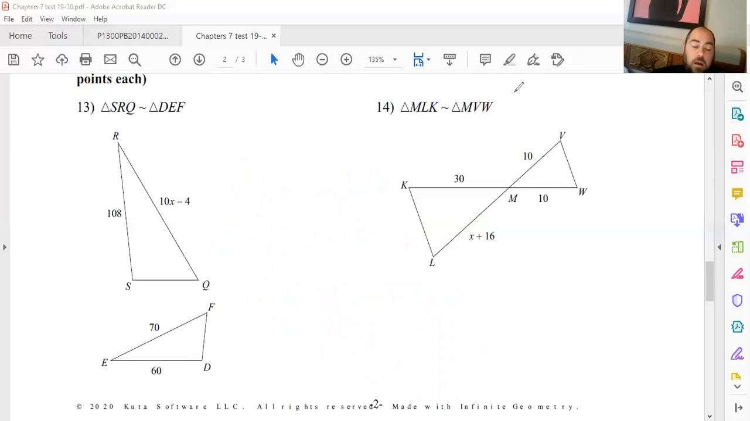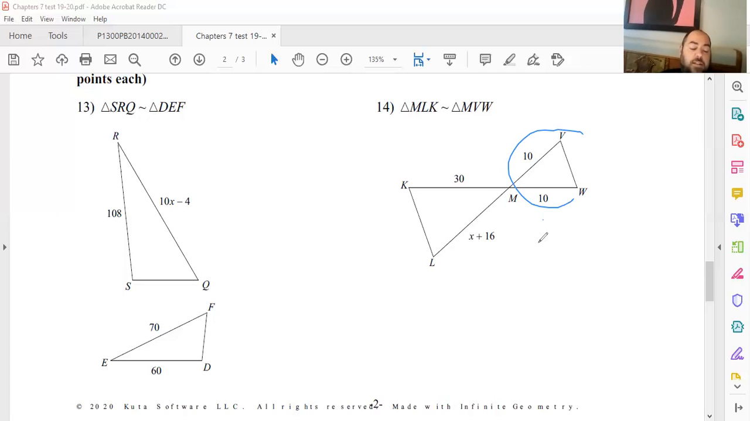Number 14. Notice we have two isosceles triangles here. So this is actually really easy. Since we know that they're isosceles triangles, how do we know that both of them are isosceles triangles? Because they're similar. We're being told they're similar. And since one of them is isosceles, the other one has to be isosceles too.